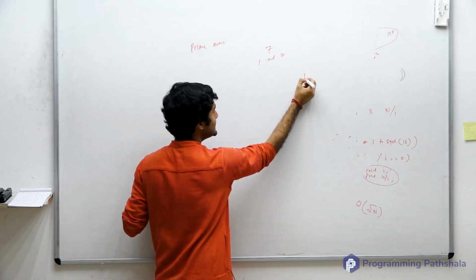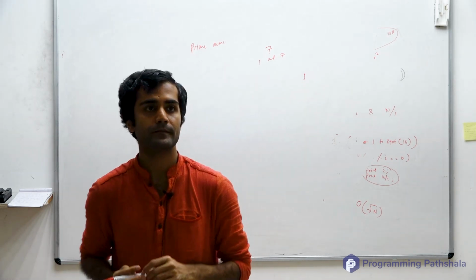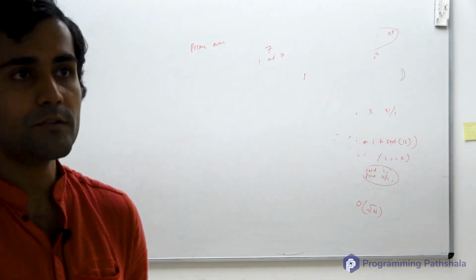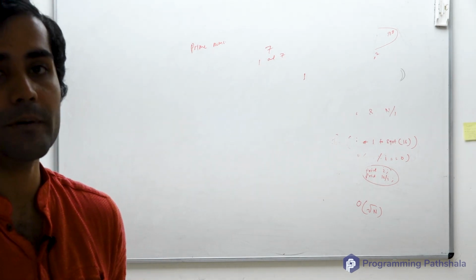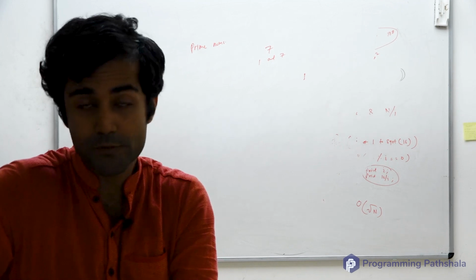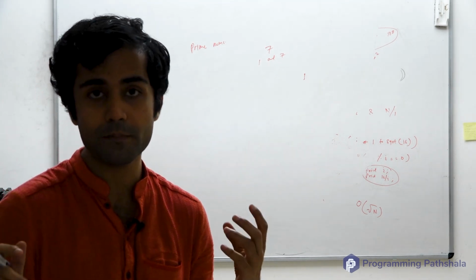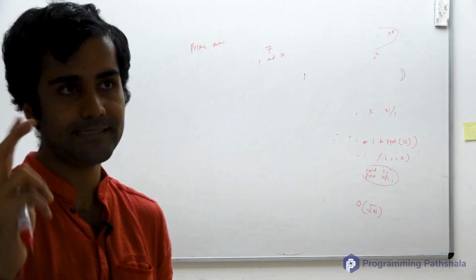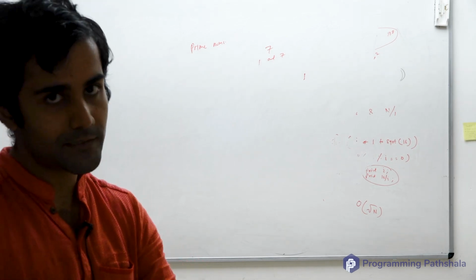Okay, is 1 considered as a prime number? 1 is not considered as a prime number. Reason is that 1 just has one factor, which is 1 itself. So there is no second factor. And the criteria for a prime number is exactly two factors. Exactly. Okay. Which is 1 and the number itself.